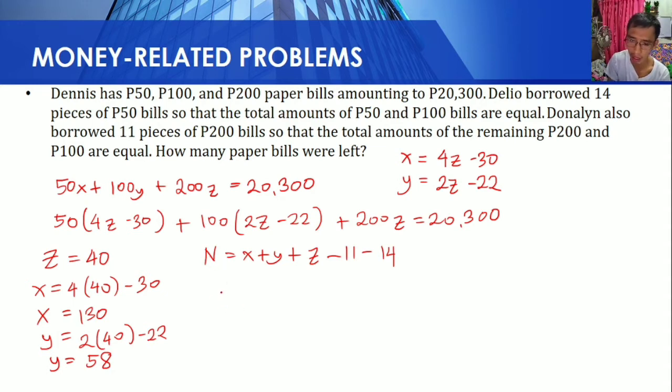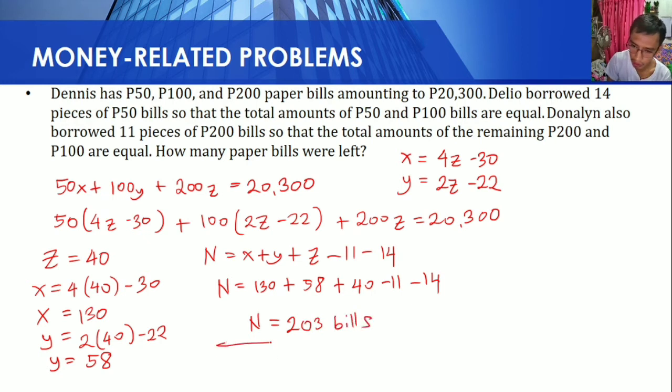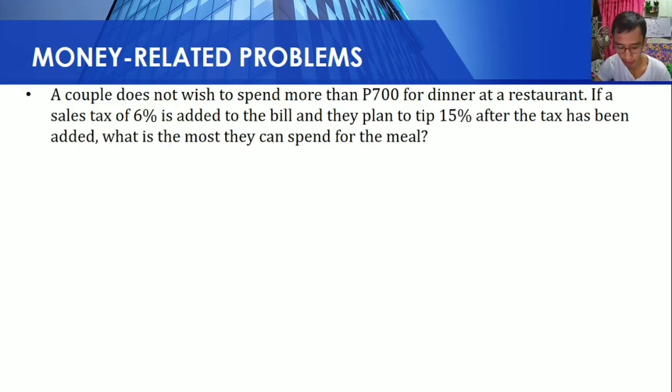Yan. So, yung number of paper bills na natira, so let n be the number of paper bills na natira. So, n will be equal to, so x is 130 plus y 58 plus z 40 minus 11 and minus 14. So, number of bills that were left is equal to 203 bills. Ayan. So, this will be our answer. So, next problem naman tayo.